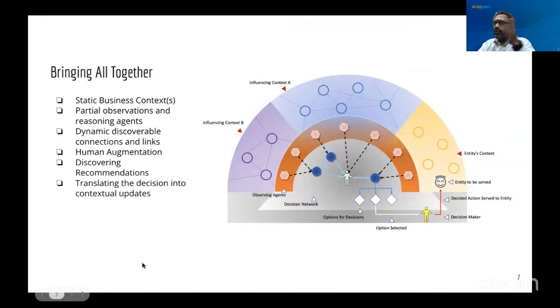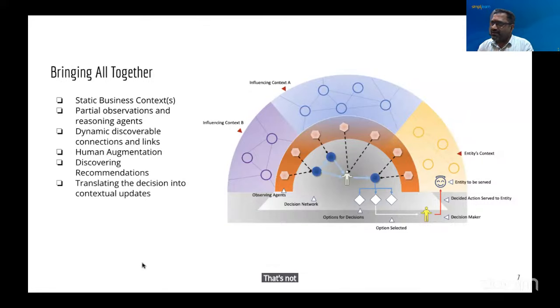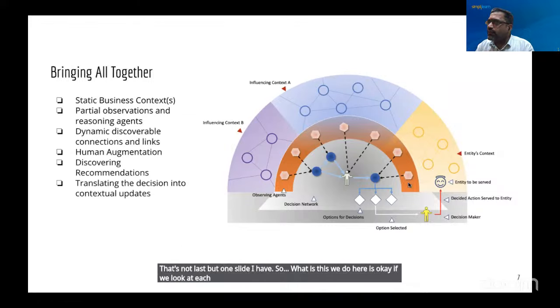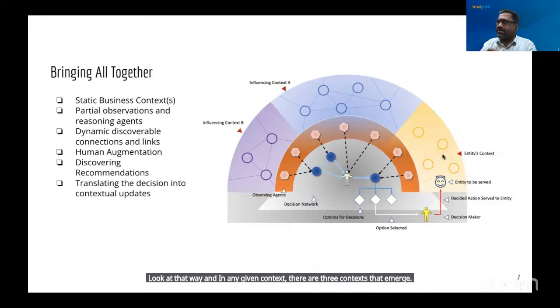Okay, so how do we put everything together? This is the last theoretical slide, last but one slide I have. So what we do here is, okay, if we look at each in the central layer, we expect each one is an agent, look at it that way. And in any given context, there are three contexts that emerge. Okay, what is a context?